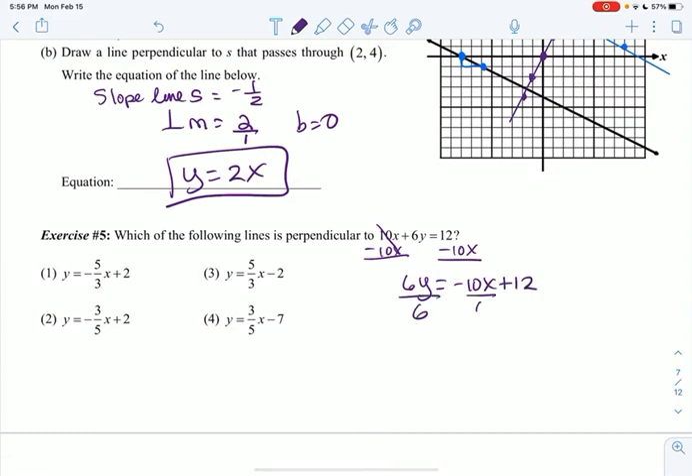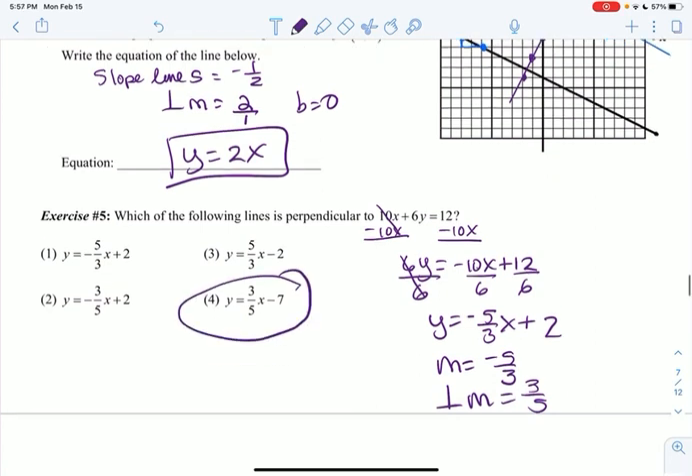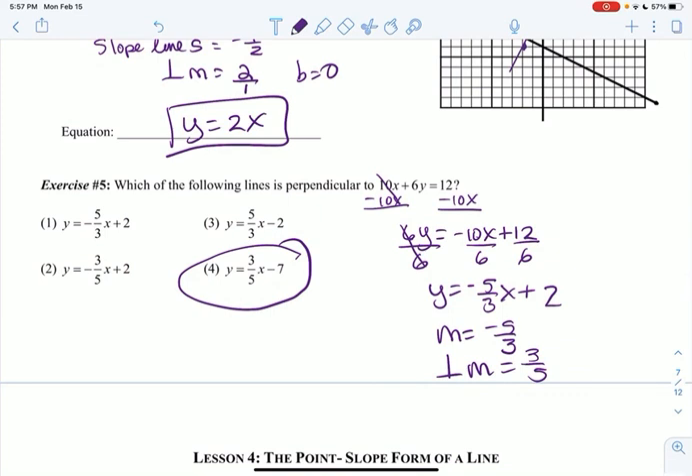And then I'm going to divide by 6, because I need to get y by itself. And that's going to be negative 5, I'm dividing by 2, negative 5/3 x. All right, I just reduced negative 10/6. So my slope is negative 5/3. Now, I want something that is perpendicular, so I'm going to have to flip that. The perpendicular slope would be positive 3/5. And look through your choices. Which one has a slope of positive 3/5? Choice 4 does. Okay, and we'll practice that all again tomorrow.